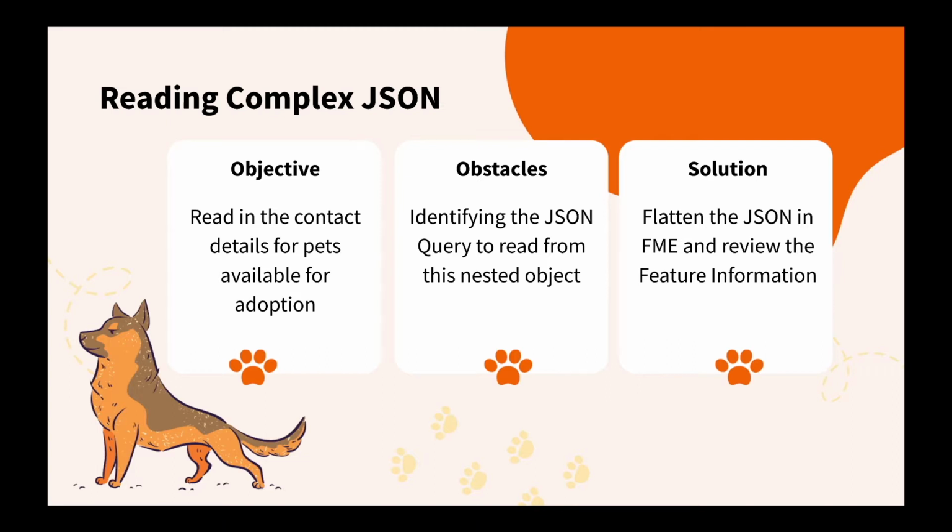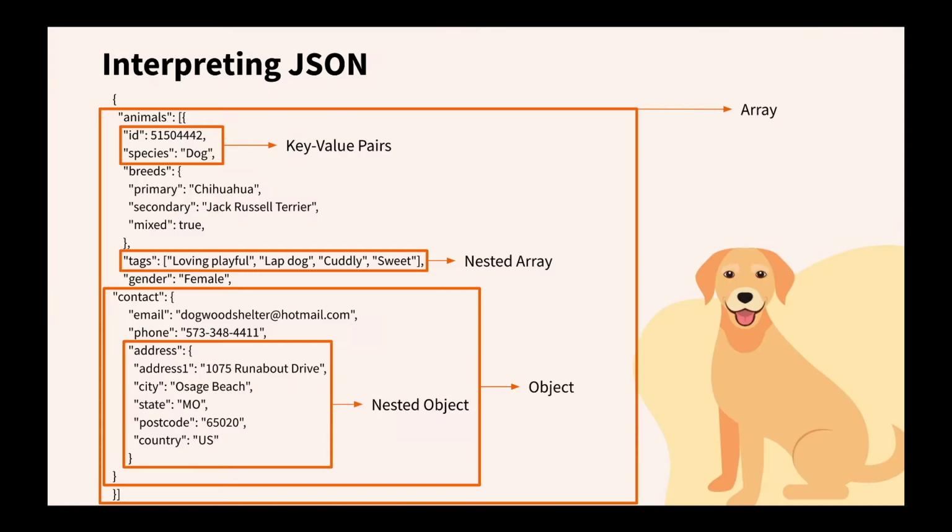For the next few minutes, I'd like to walk through the steps I use to help me compose JSON queries for reading in more complex JSON. In this example, I'm going to be using the Petfinder API, which returns information stored as a JSON string on the list of available pets for adoption. I would like to pull the contact information out into attributes in FME.